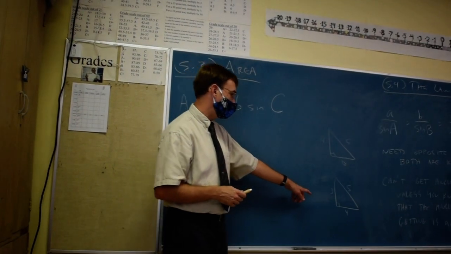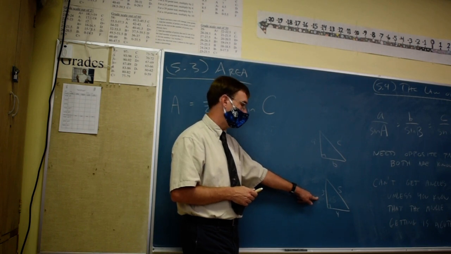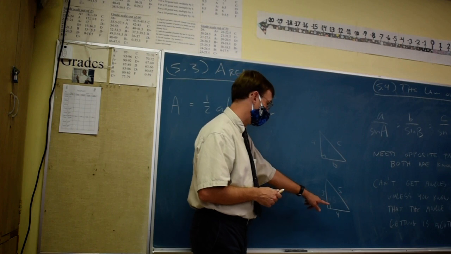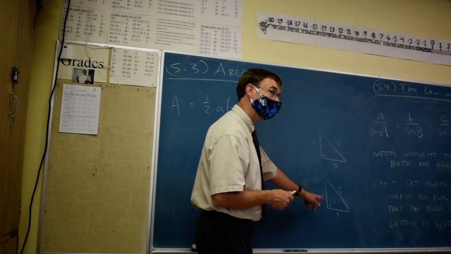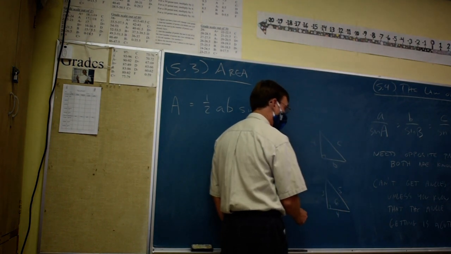Can somebody get me the area on this one figured out? It is 6. How do you do that? Multiply the two sides that make the right angle and then cut it in half. Yeah, we go 3 times 4 is 12. We cut that in half. We come out with 6.